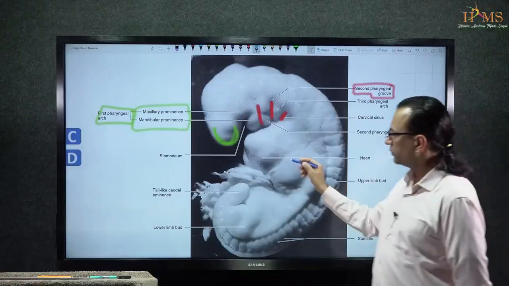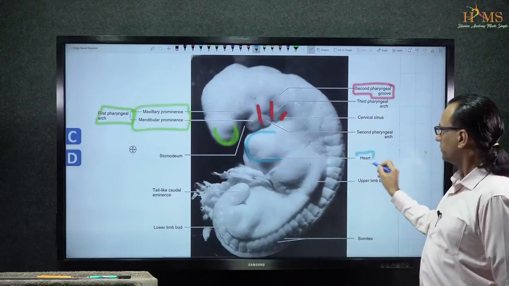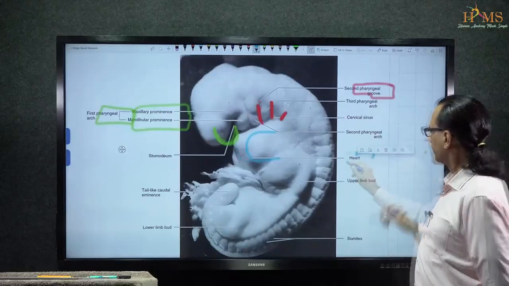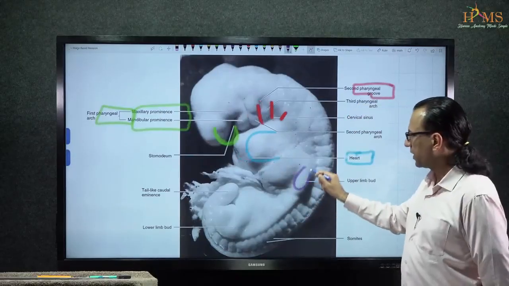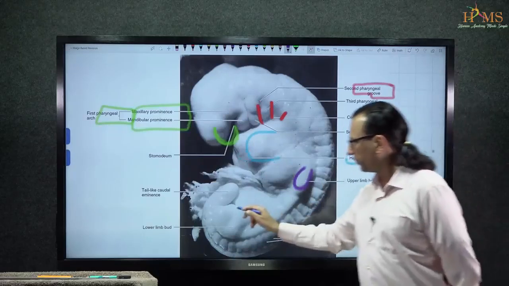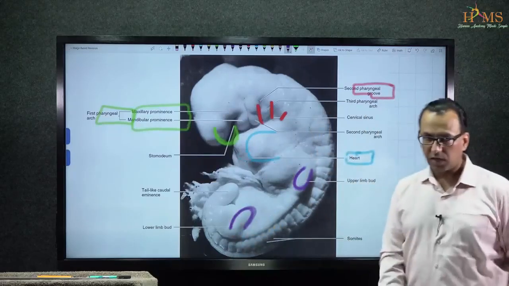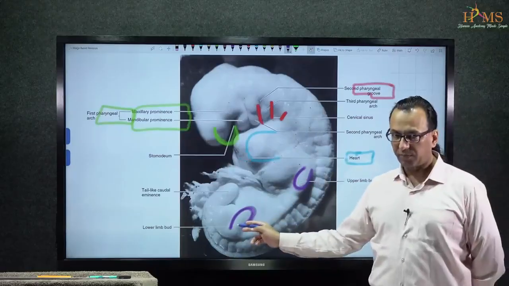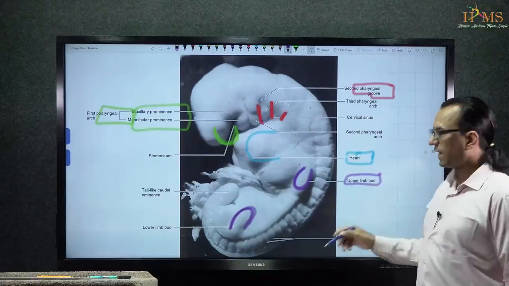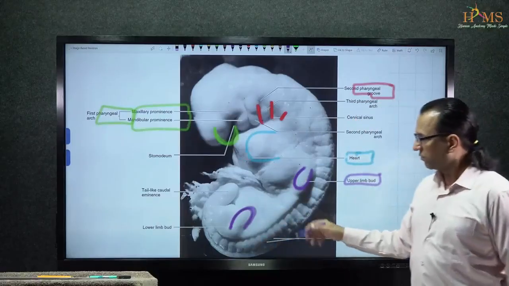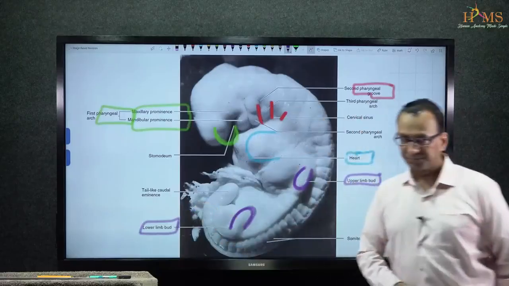Then we can come down to the heart primordium. So this was actually our question. They were asking about the heart primordium. You can also notice that there is an upper limb bud which is followed by the lower limb bud, and understand that they are appearing in week number 4 and week number 5. By the end of week number 4, the upper limb bud will appear, and by the beginning of week number 5, the lower limb bud will be appearing.